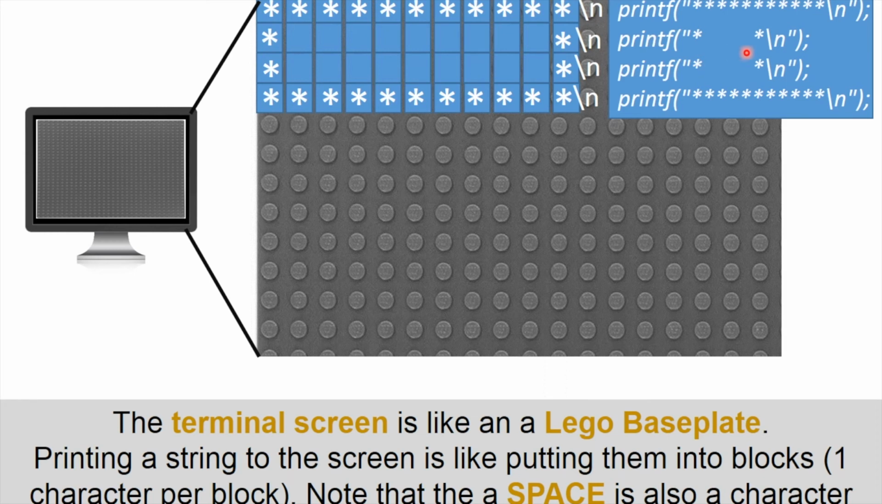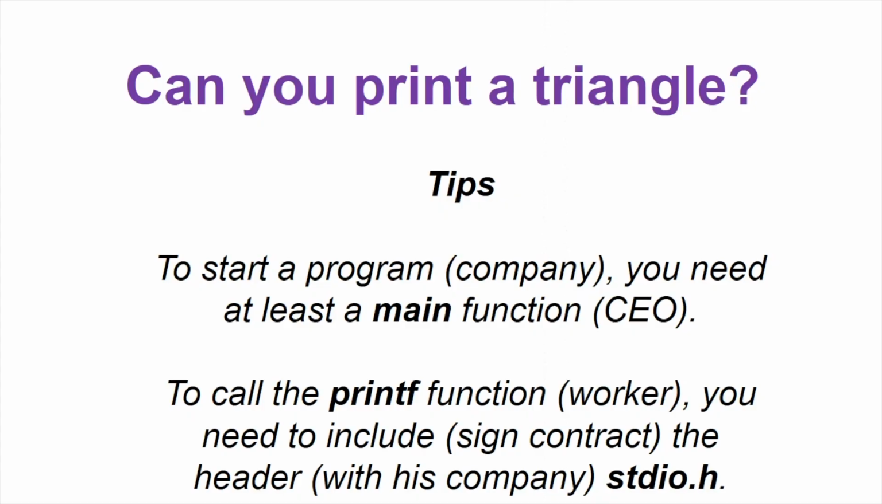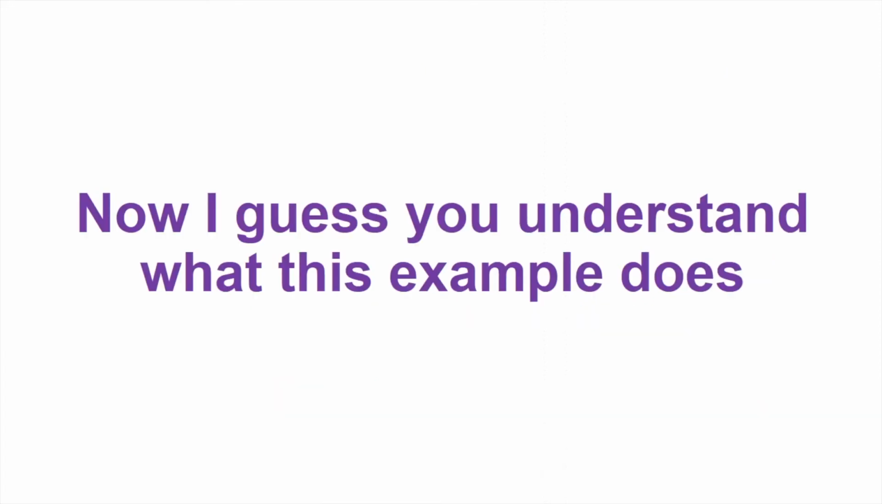Then you reach another star, and another backslash n, which means starting a new line. Then it goes to the next line, copying one by one, and repeating this for all the strings you have there. Then you will see this is our rectangle. I hope you really understand this. So in this case, can you print a triangle? Here are some tips. You can do it by yourself. Now I guess you can understand what this example does.